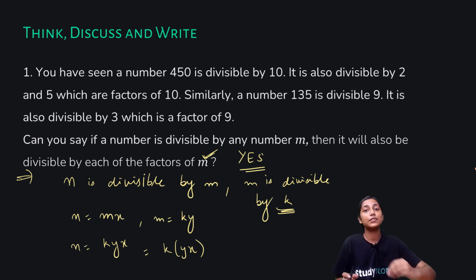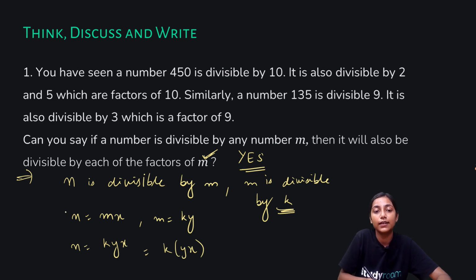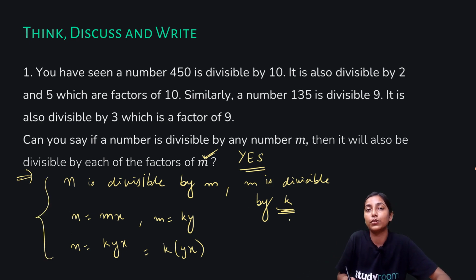If a number is divisible by any number, say m, then that number will also be divisible by each of the factors of m. This is how we saw that this is true. I took some number n which was divisible by m, and m was further divisible by k, that is, k is one of the factors of m. And further I saw that n will be divisible by k as well. That is, it will be divisible by the factor of m as well.